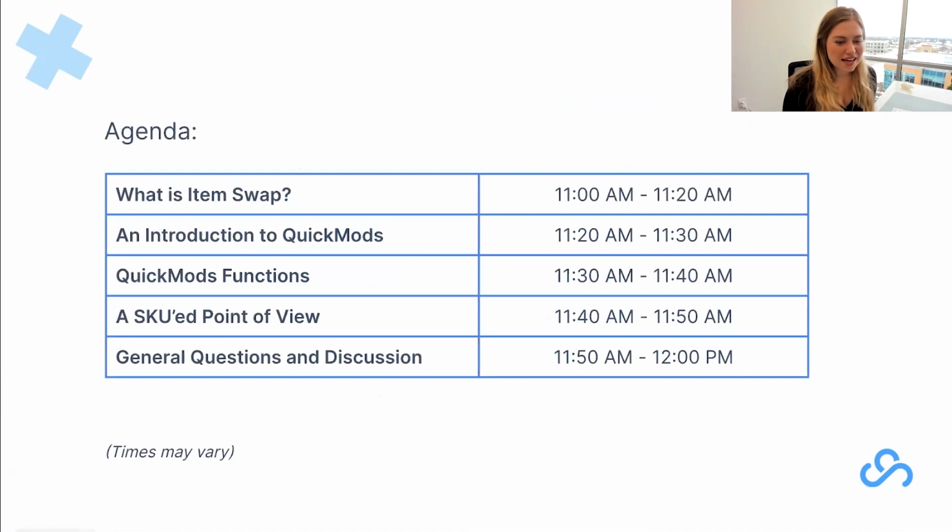So our agenda for today is we're going to be going over what is Item Swap. This is an initiative that Walmart released about a year ago. And then what is QuickMods, which is kind of the V2 of Item Swap. What are the QuickMod functions, and what a funny little pun. And a skewed point of view, we'll dive into that. We will have some time at the end to just answer some general questions and discussions.